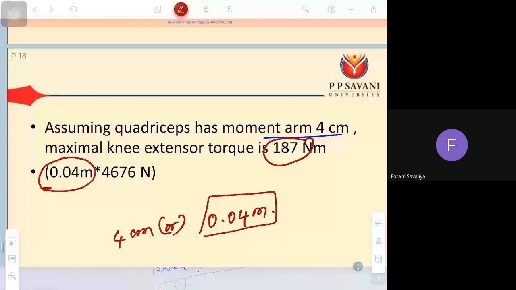Basically, I have included biomechanics also. So this is the way to measure how much force is generated in the muscle.